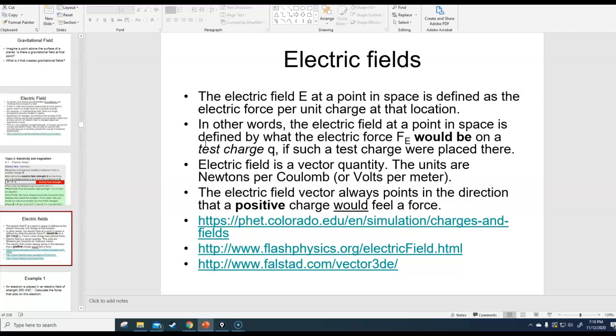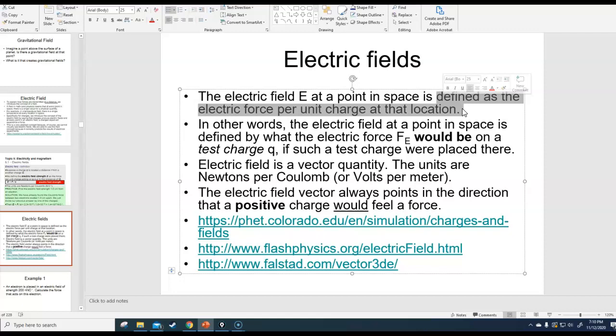The symbol for electrical field strength, I said this before, is a capital E. It is defined as the electrical force per unit charge at that location in space. Definitions are important, so definitely make sure you add that to your notes. In other words, the electric field at a point in space is defined by what the electrical force would be on a test charge if you were to put a test charge there. But we talked about the idea that even if I don't actually have a test charge with me, there's still something happening in that space that we can only detect by putting a charge out there.